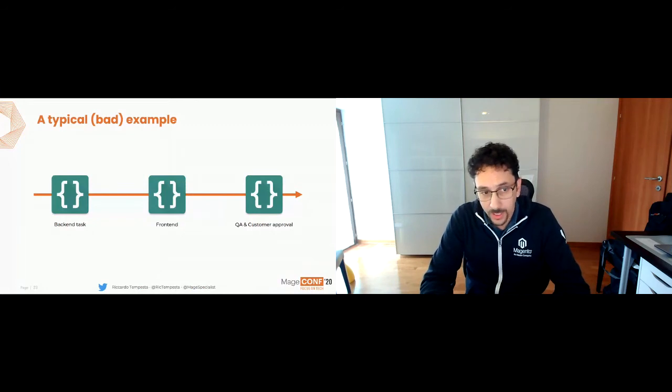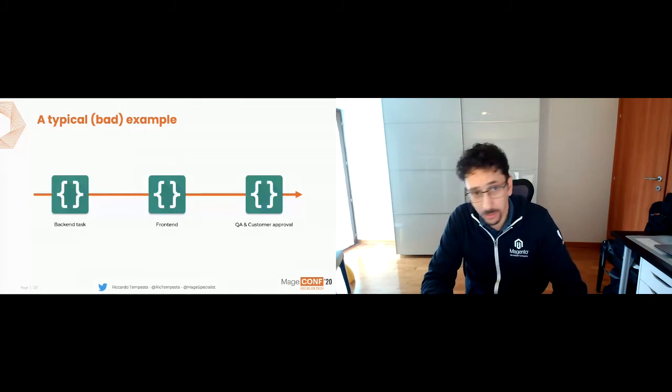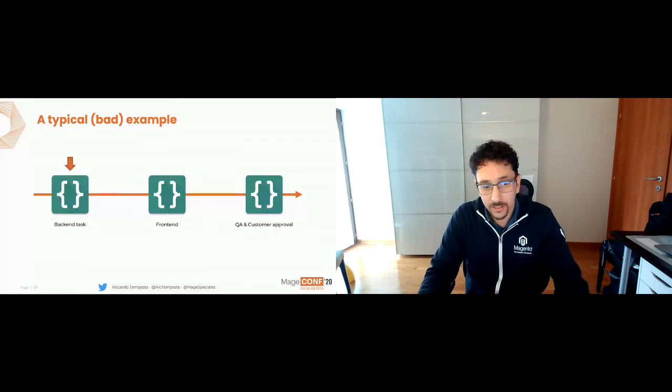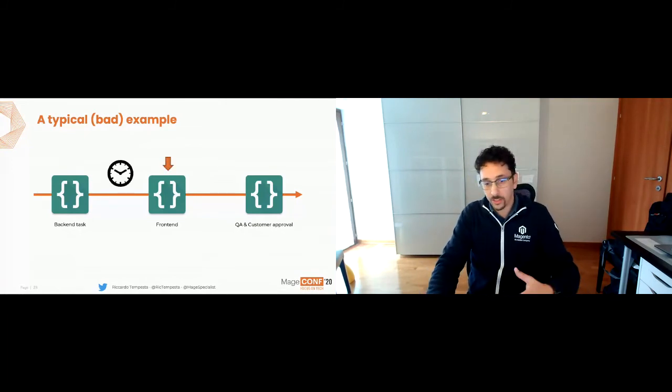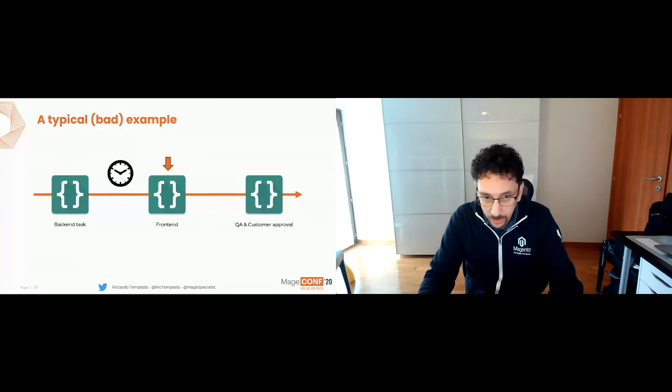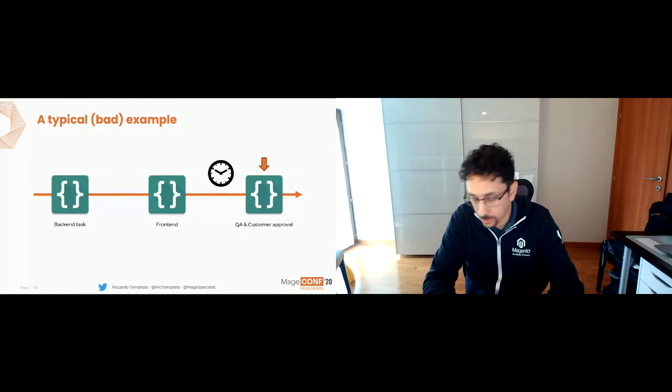You had a kind of pipeline in which, this is a bad example. Let's call it a bad example. Actually, it's not bad, it's not an optimal example. You first do the backend task, then you wait until the backend task is finished. Then the front end, using the backend work, can go ahead. Then you go through the QA and customer approval. It is not 100% bad. I mean, at the end, you have your job done.